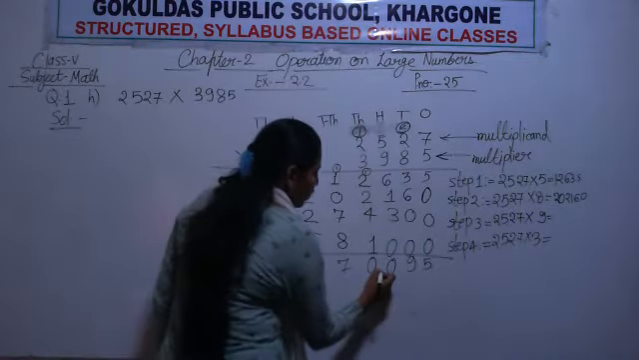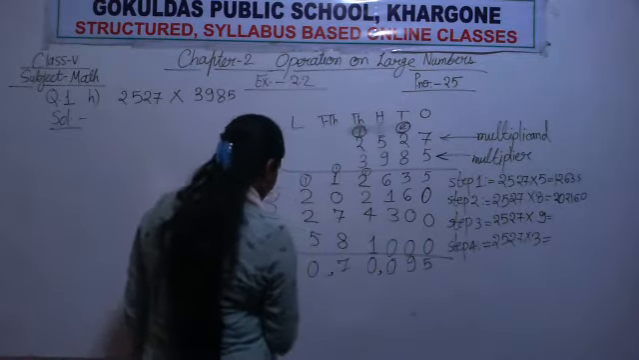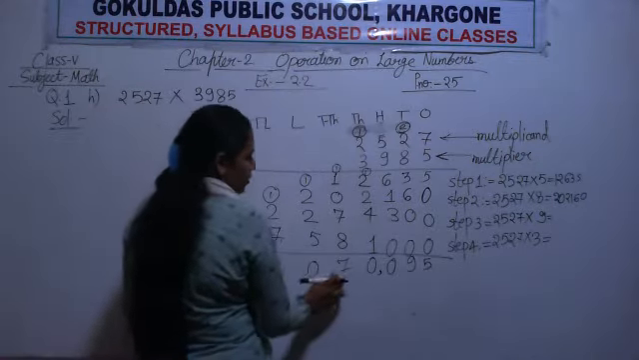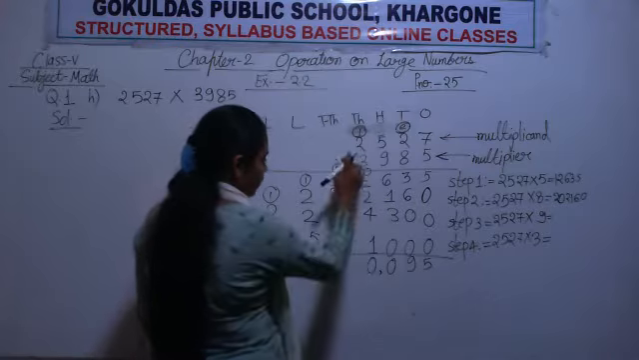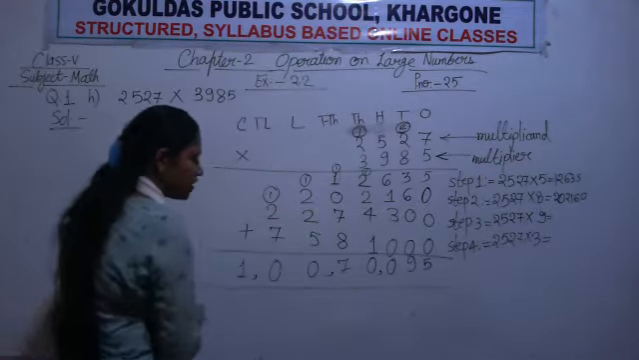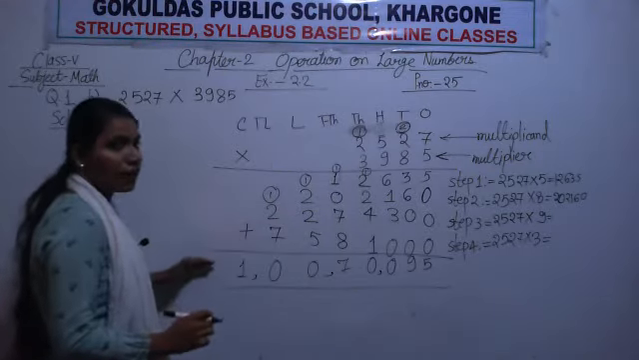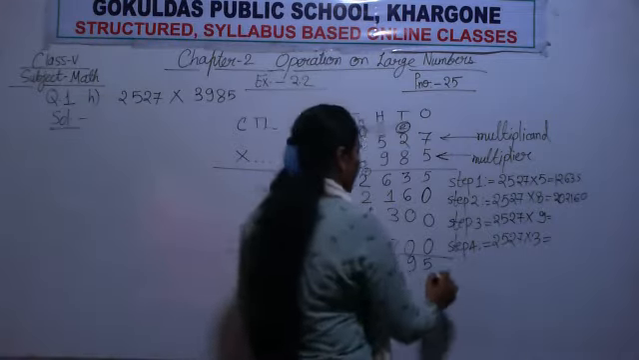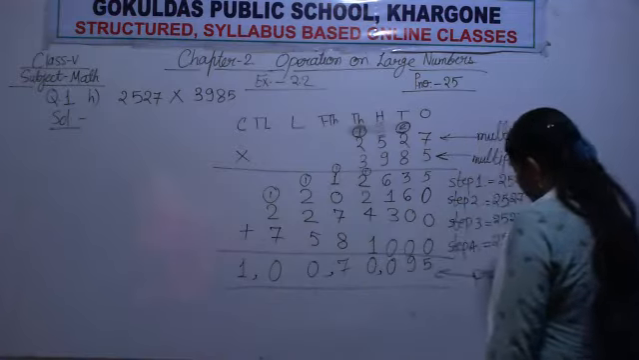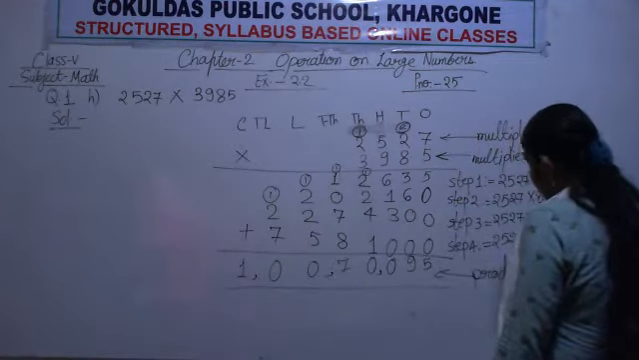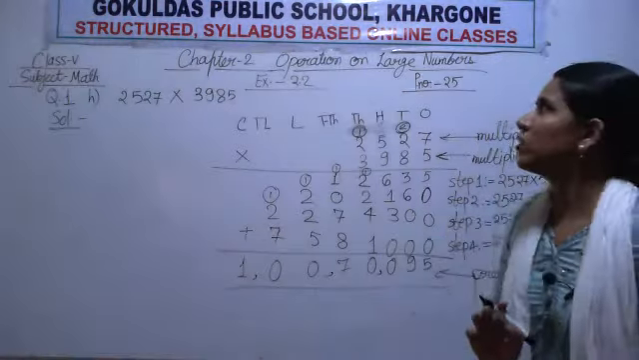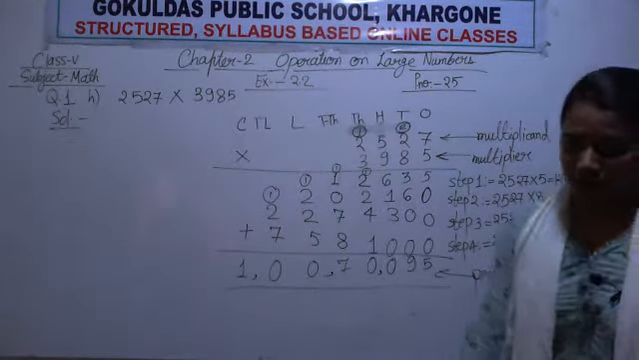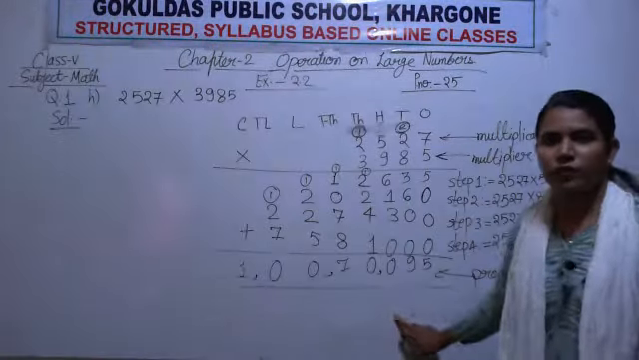So now put the commas according to the Indian system. So we got 1 crore 70,095 as our answer. It is your final answer. It is the answer of the multiplication. So we call it the product. The result is called the product.